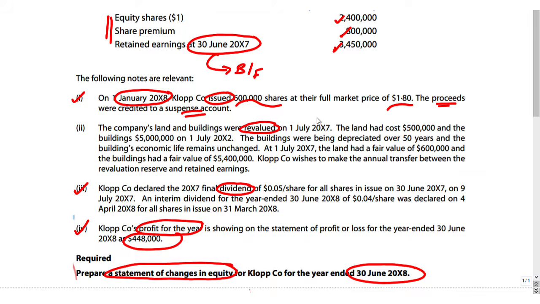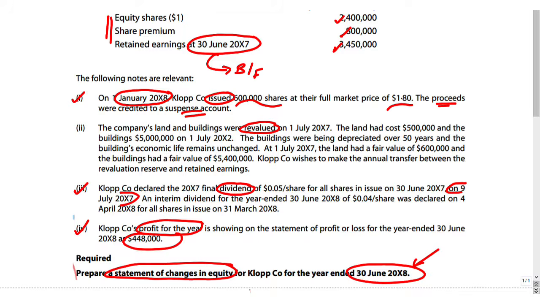So what it says there is, remember, our year end, let's point it out down there, is June X8, isn't it? Okay, that's really important to identify, because what we're told here is that we declared a final dividend of $0.05 per share for all shares in issue on the 30th of June X7. So that's the end of last year, and that was declared on the 9th of July X7. So that's this year, isn't it?